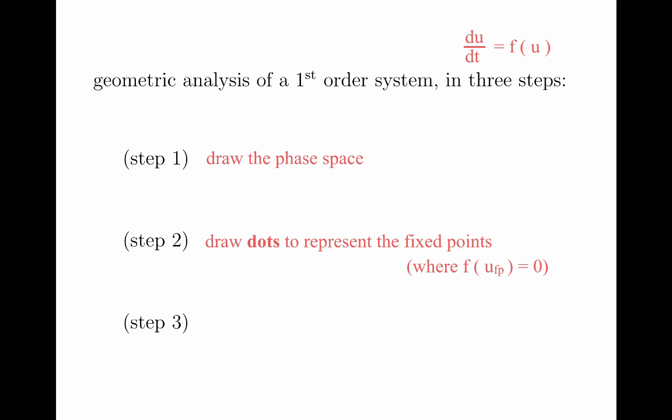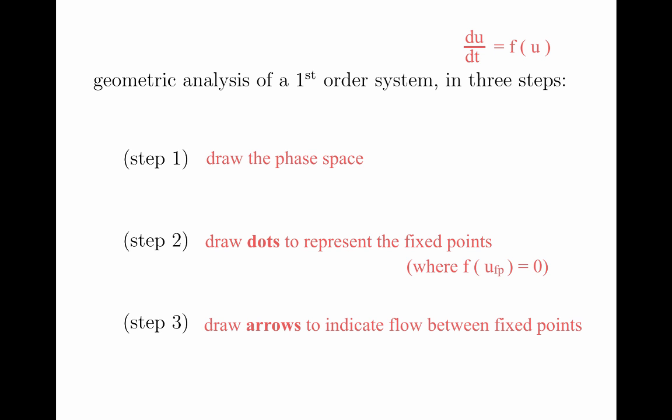And remember, fixed points correspond to the values of f that are equal to 0. So we want to know, where is du/dt equal to 0, or where is f evaluated at u_fp equal to 0? So f evaluated at the fixed point is equal to 0. u is not changing in time, it's fixed. So step 2, draw dots to represent the fixed points. And then in the last step, we'll draw arrows to indicate the flow between the fixed points.